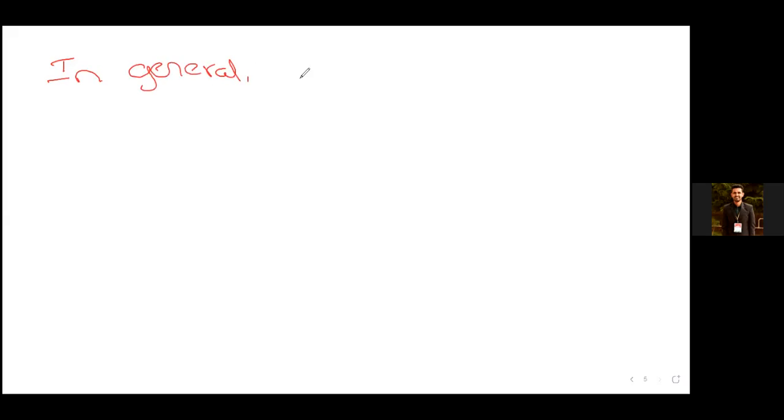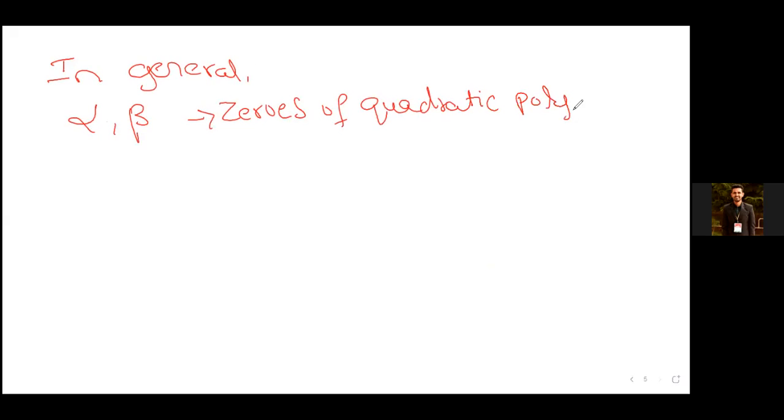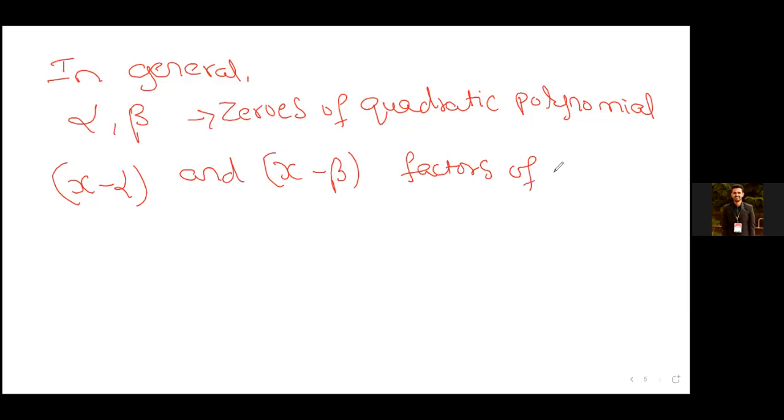In general, let alpha and beta be the two zeros of a quadratic polynomial, since a quadratic polynomial can have at most only two zeros, right? So let us assume that those two zeros are alpha and beta. Then x minus alpha and x minus beta are the factors of the polynomial p of x.